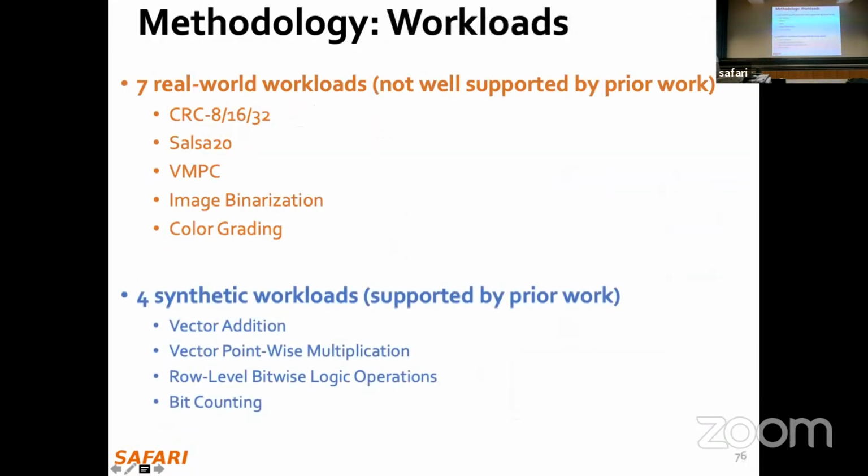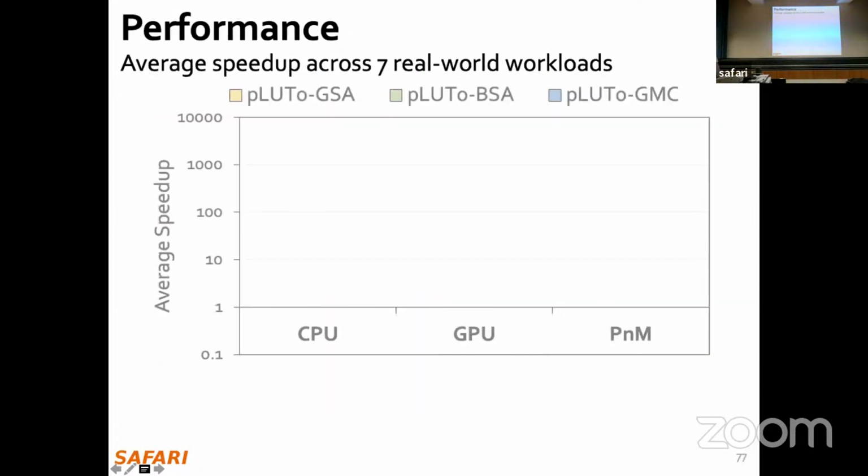Talking about the workloads that we evaluated, we have 7 real-world workloads whose main operations cannot be implemented by prior processing-using-DRAM architectures, basically because they do not support the operations that those applications execute. And we have 4 synthetic workloads whose operations are supported by other processing-using-DRAM systems. And then we compare both of them.